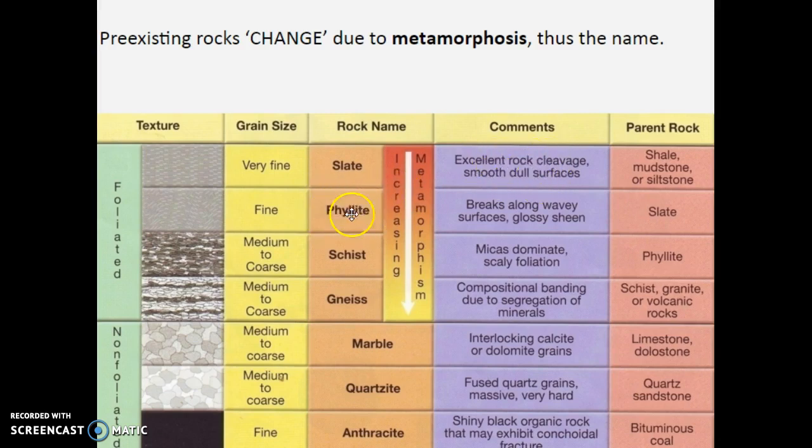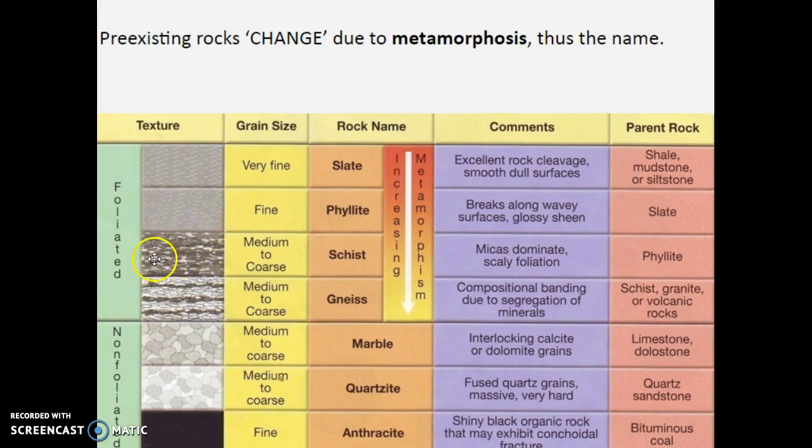Whereas phyllite is also fine grained, but its parent rock is slate. So really you take slate and you continue to heat and add pressure to it, and it becomes phyllite. It breaks along wavy surfaces and it has a very glossy sheen. I would say get used to seeing phyllite in terms of its glossy sheen. That's kind of the primary identifier. In schist, the parent rock to schist is phyllite. That phyllite under greater temperature and pressures, it then starts to take on these characteristics.